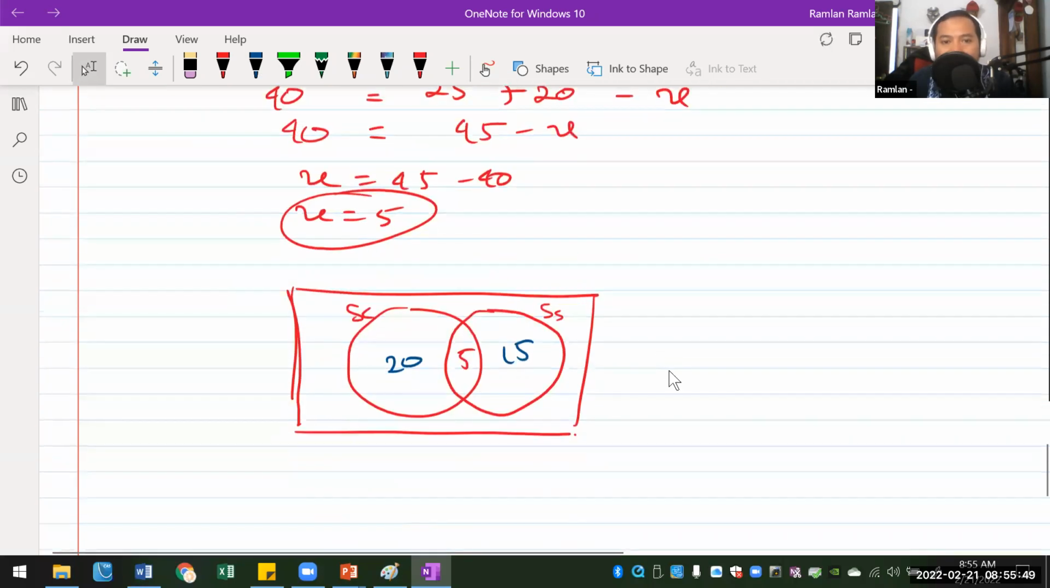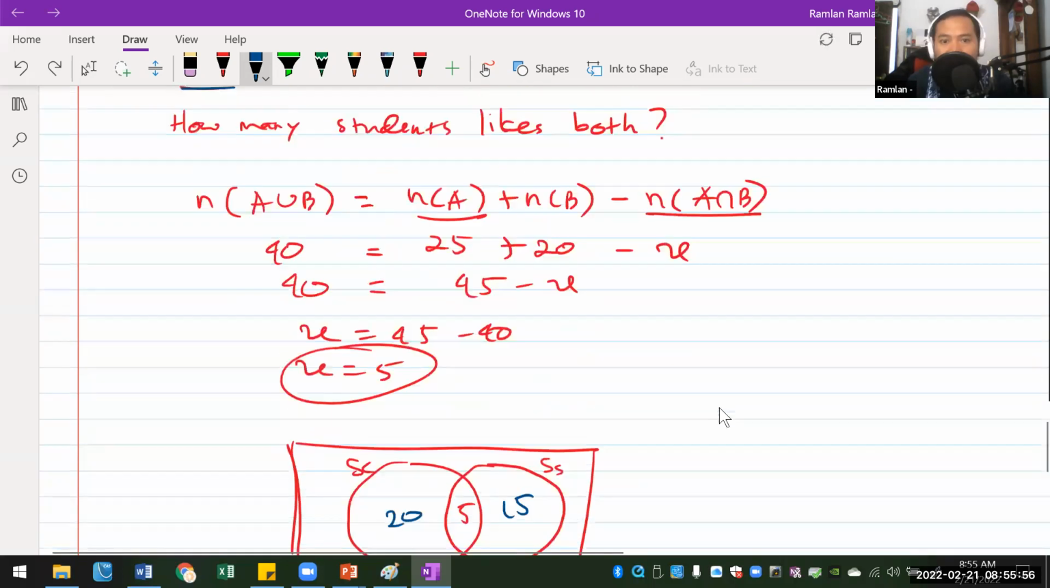And you can make sure that if you add all of them, that will be 40, right? 20 plus 5 plus 15 equals 40 because we have 40 students.